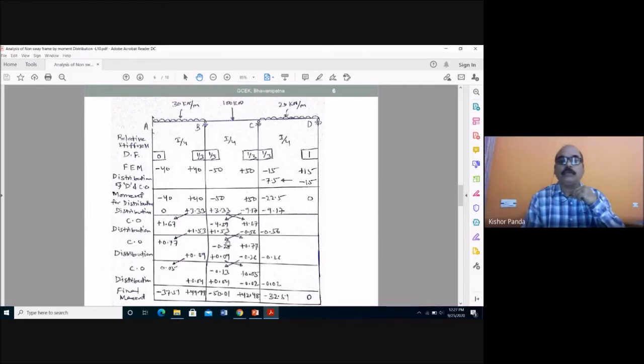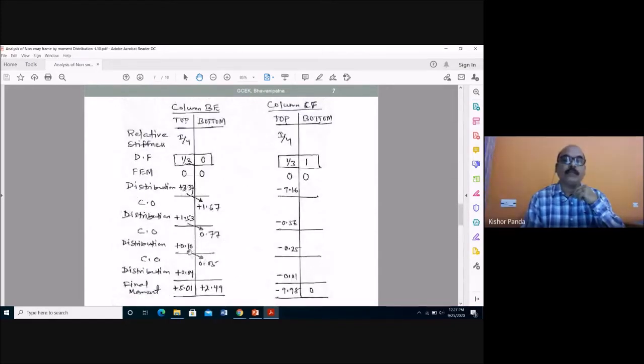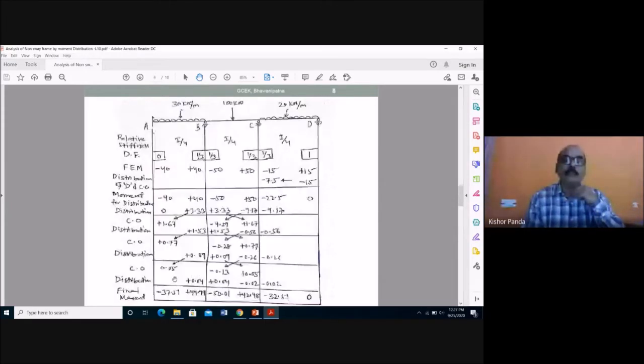And also for a vertical member, half of this moment will carry over to the bottom end. Here no carryover takes place, because end F is simply supported. So this is the carryover. Again, you have to go for the distribution. So here 0.05 into 0, so here 0.